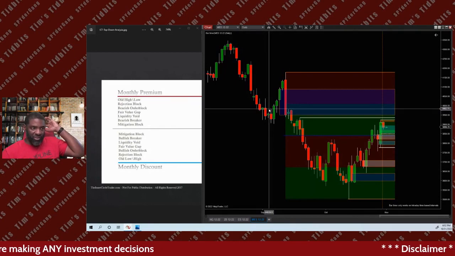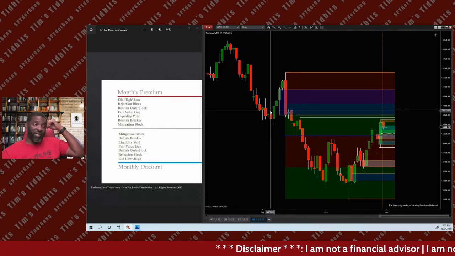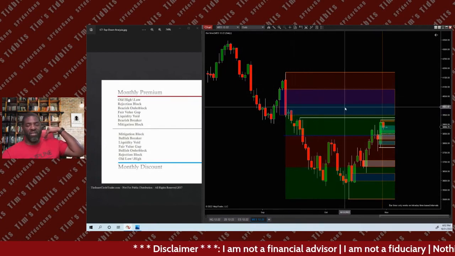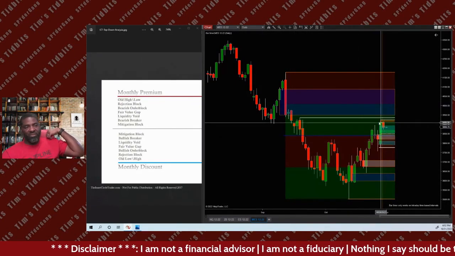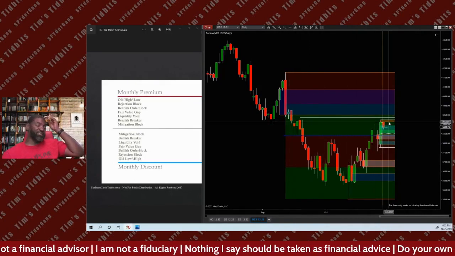Or you could say, if we get a closure above the high of this mitigation block candle right here, I'm giving up the ghost on my puts. You know what I'm saying? You always want to have an entry and an exit plan before you get into the trade.